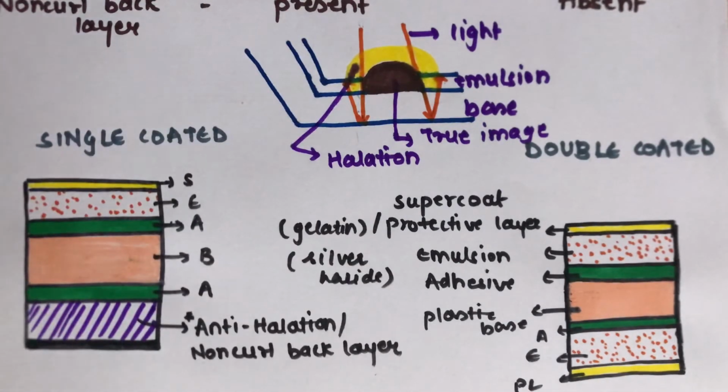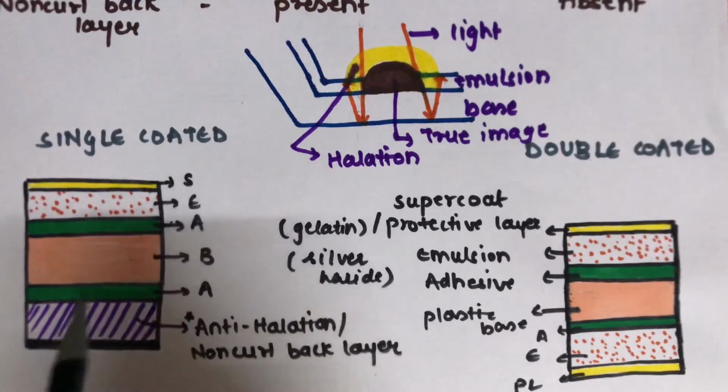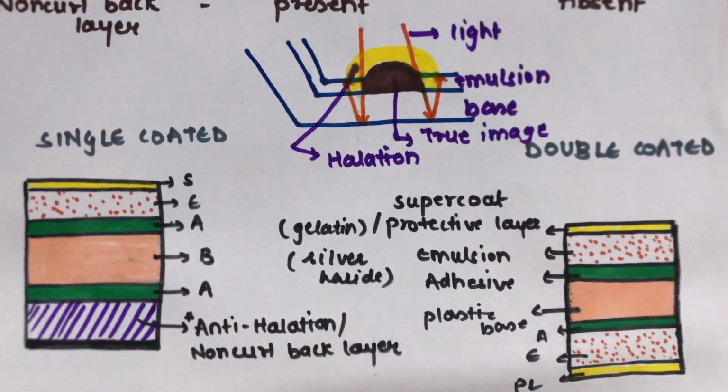Now what are the advantages of a single emulsion film? In this there will be good image quality. Now we have seen the radiographic detail is more in the single emulsion, and the next is it is less expensive. But what is the disadvantage? The disadvantage is the curling problem, and to prevent that we have this non-curl back layer in these single coated emulsion films. So this is all about single coated and double coated emulsion films.